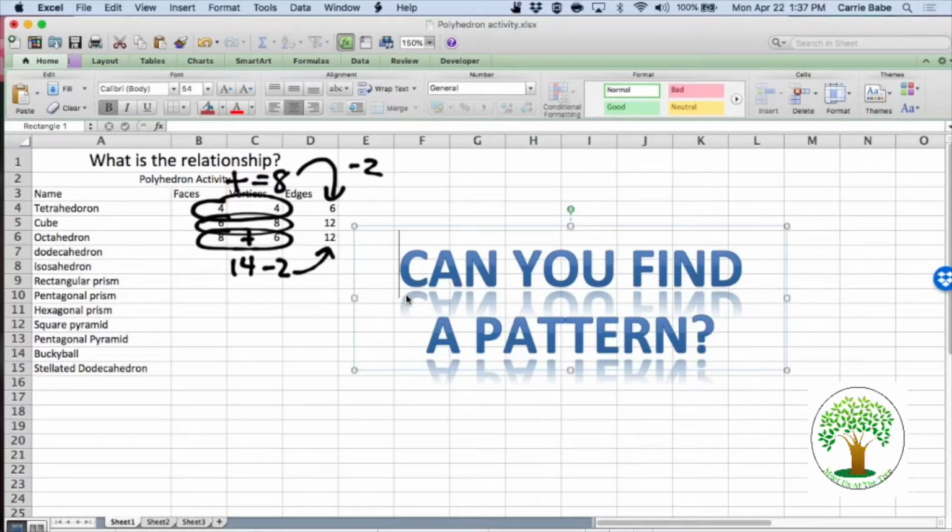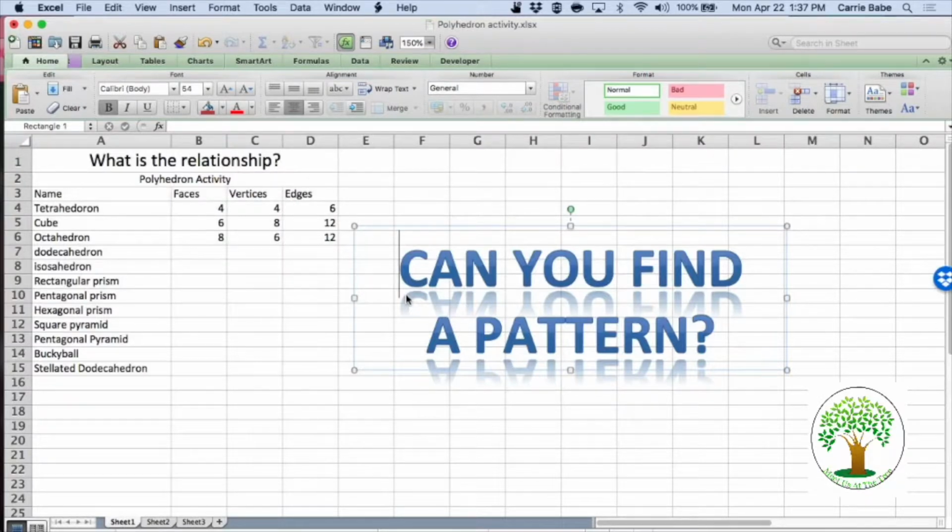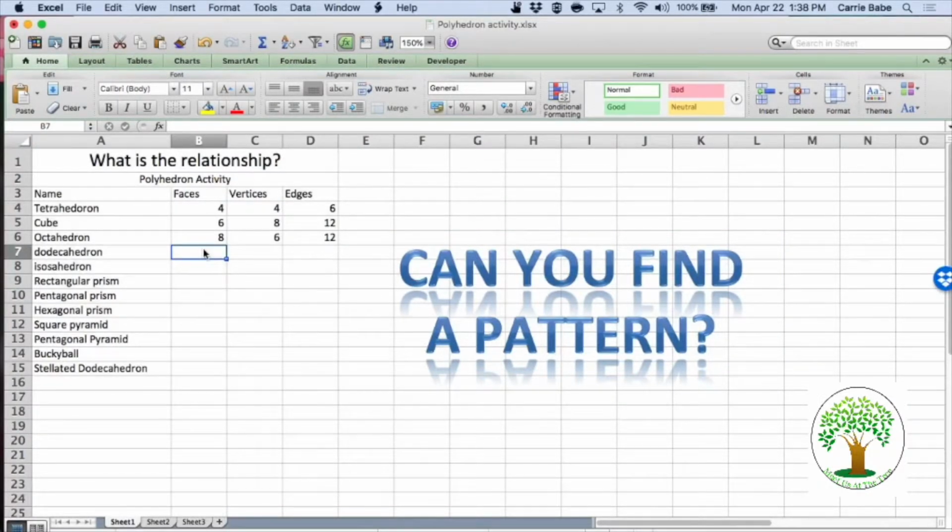So you think we have faces plus vertices minus 2. Now the problem is we have to figure out vertices, which is hard to count. I think the edges are the hard ones to count. I got 12. How many sides does the dodecahedron have? 12. That's why it's called a dodecahedron, right? But the vertices, I don't think are as hard.